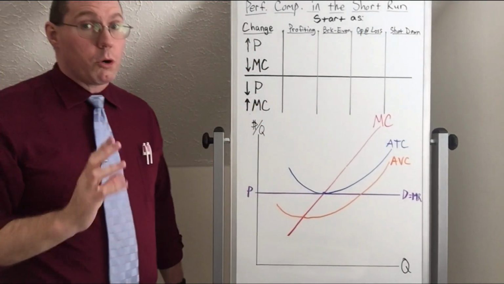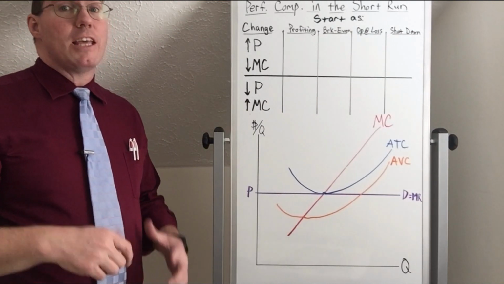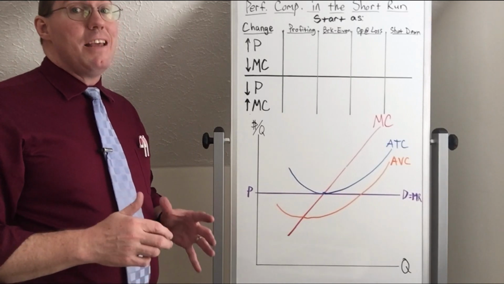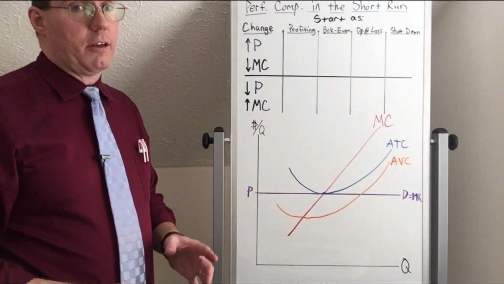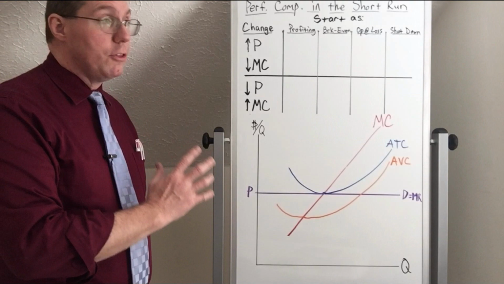Now, this is in the short run, okay? This is in the short run. In the long run, they can make huge changes to their cost structure, and they can even go from being a perfect competitor to being a monopolistic competitor instead. That's in the long run. So we're here in the short run.